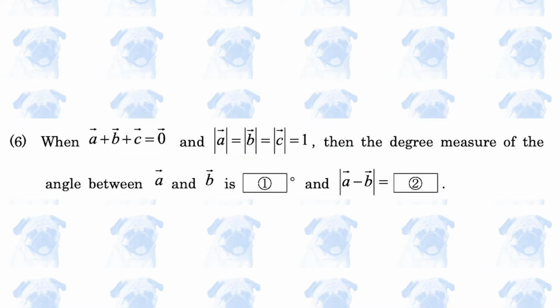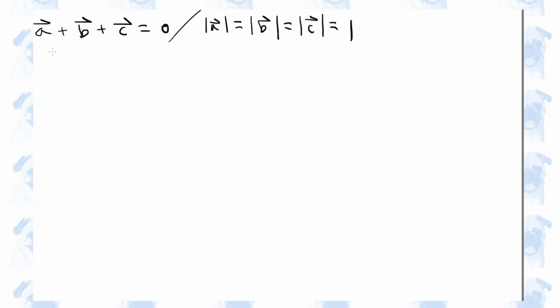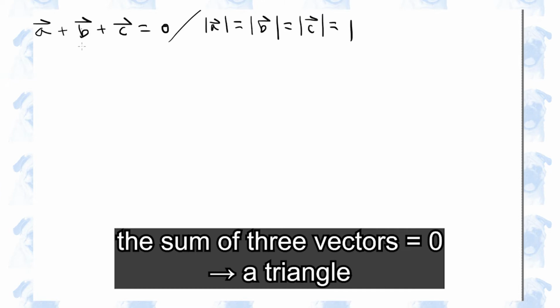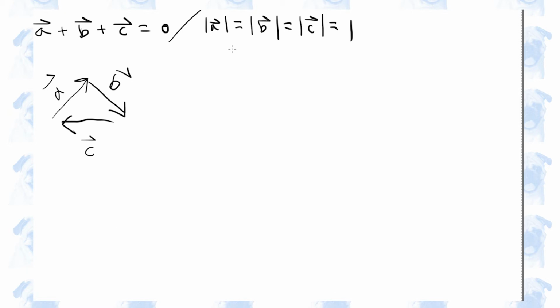Number 6. We have vector A plus vector B plus vector C equals 0, and the magnitude of each of these vectors is 1. When the sum of vectors equals 0, that means that we are going back to the origin, like this. So we have a triangle, and the second statement tells us that we have an equilateral triangle with the side length of 1, and each angle is 60 degrees.